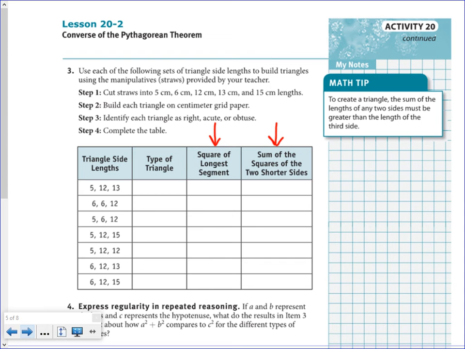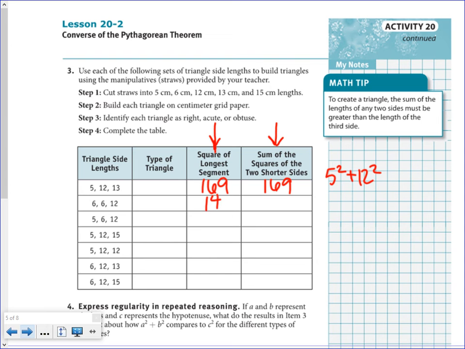So, the first column here is the square of the longest segment. You're going to look and find your biggest number and then square it. So you're going to get 169. And then the sum of the squares of the 2 shorter sides. So that's the other 2 numbers, in this case, 5 and 12. And so 5 squared plus 12 squared is what we're doing. And that should also be 169. So you're going to do that for each one of these.